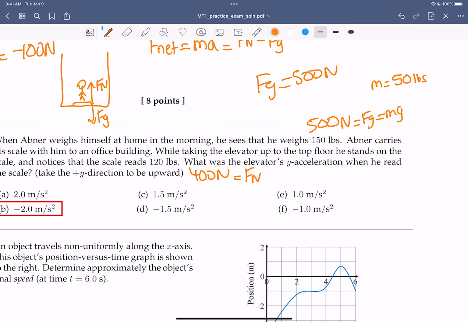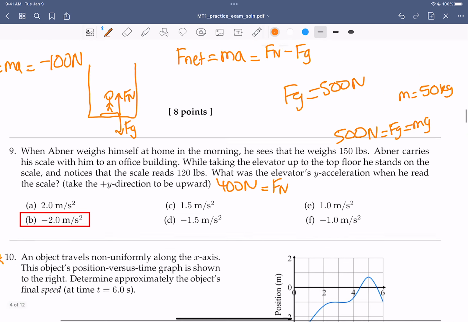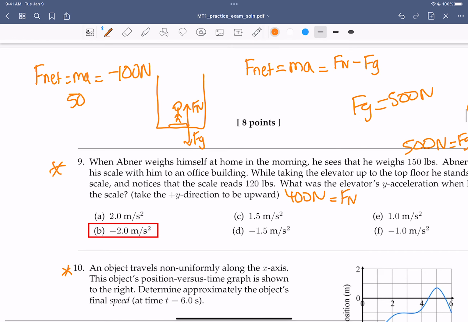50 pounds, I believe. Or 50 kilograms, my bad. 50 kilograms. I was going over by the old values. I wrote pounds again. Okay, 50 kilograms, right? So if we plug that in, 50a is equal to negative 100. Divide 50 over, you should get a is equal to negative 2 meters per second squared.